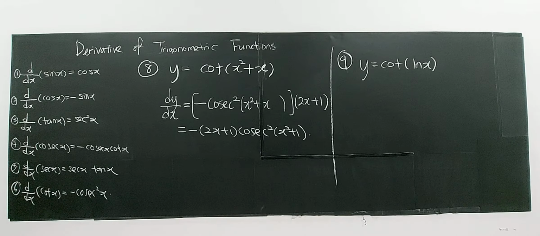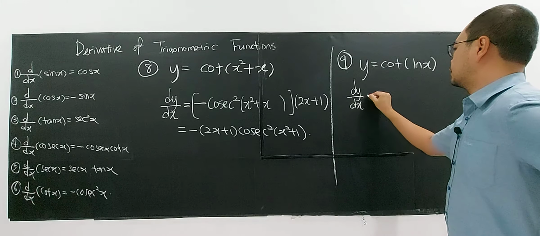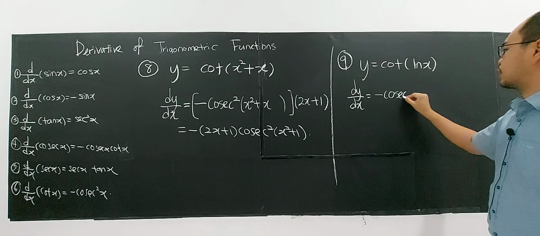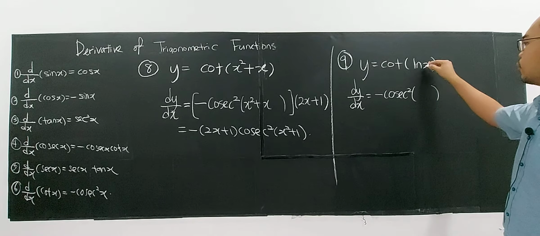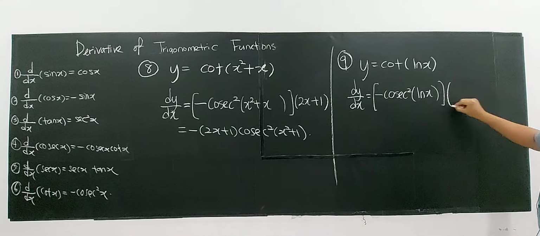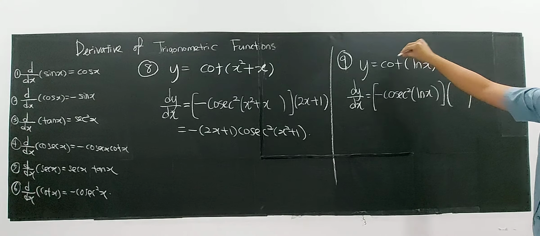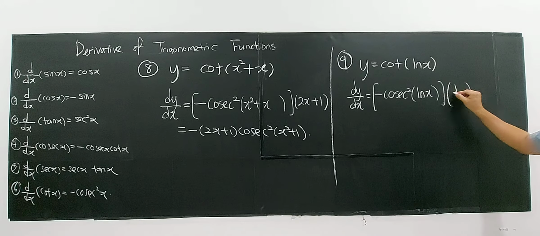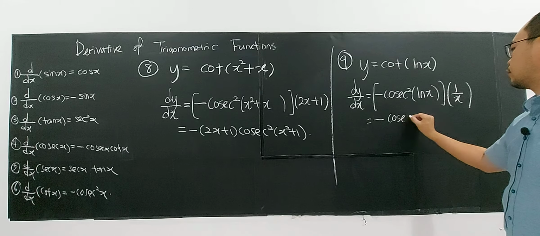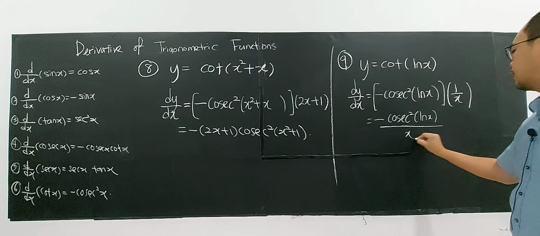Let's go for this example. dy/dx, differentiating cotangent, you have negative cosecant squared. What's the angle here? Of course, you put back what is given. That's the first step. Second step, look at the function inside cotangent, which is ln x. Differentiating ln x, you have 1 over x. So you get negative cosecant squared of ln x, divided by x.